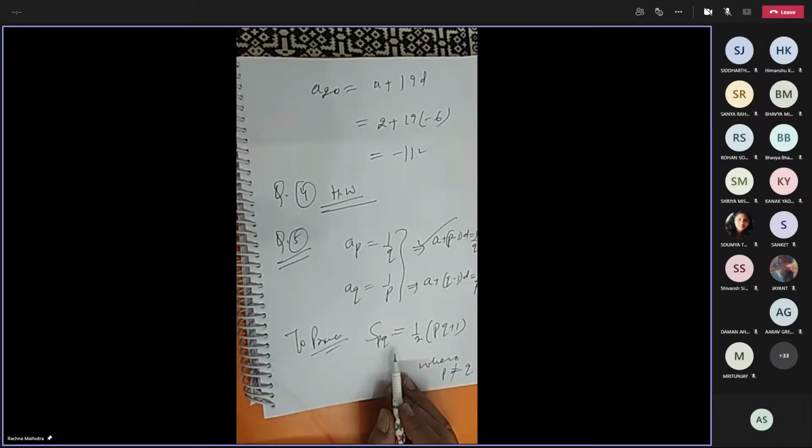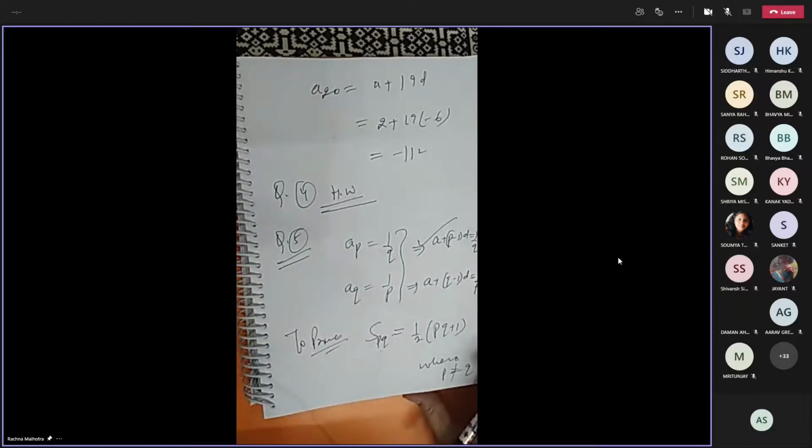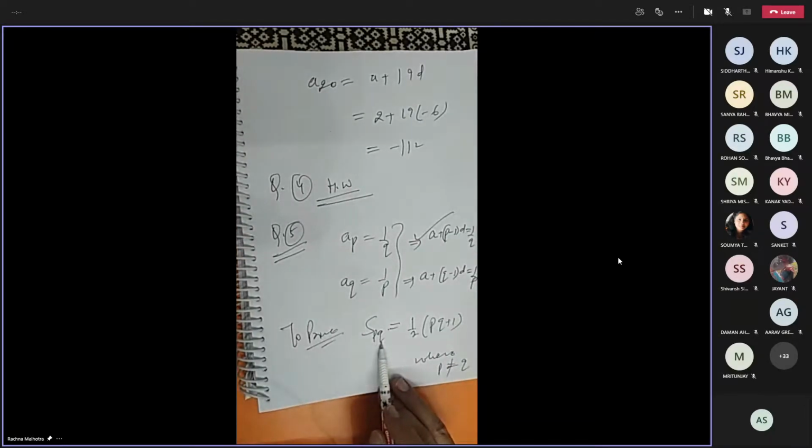Sum of PQ terms, like we do in sum to n terms, so similarly we will do for PQ terms. You can just substitute n equals PQ.